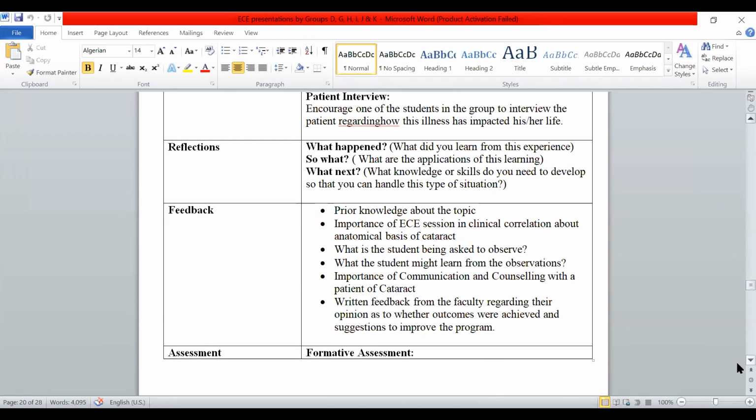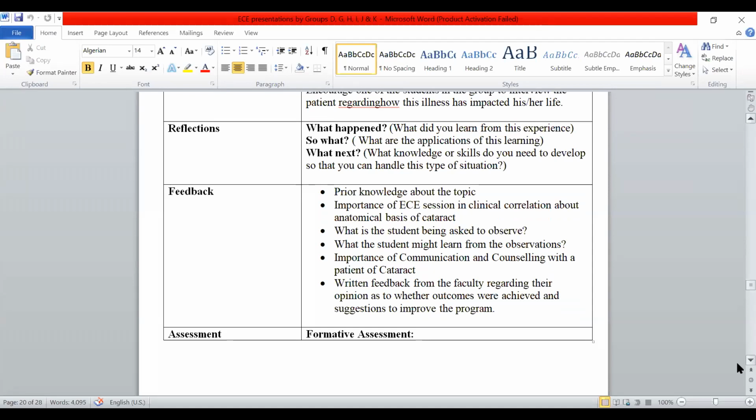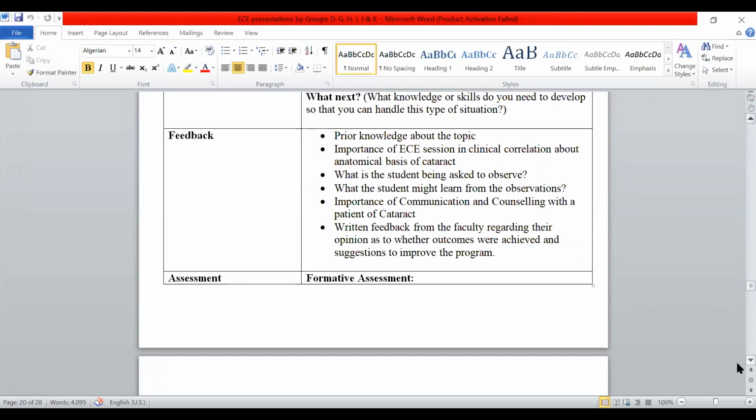And the feedback: the initial feedback is for the students and the final feedback will be for the faculty. The feedback for students would cover prior knowledge about the topic, the importance of this ECE session in clinical correlation about the anatomical basis of cataract, and what the student is being asked to observe, like positioning of the patient or examination in the setting, how they make the dark room, etc.